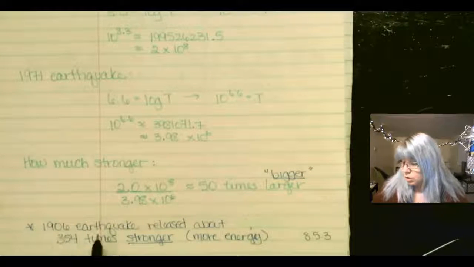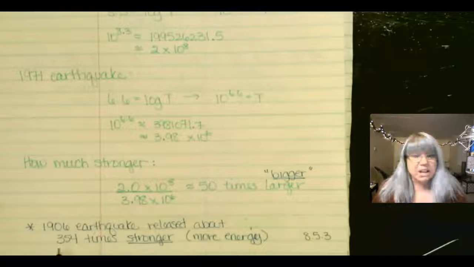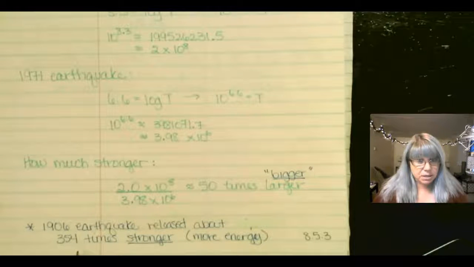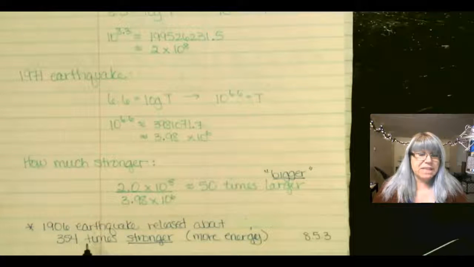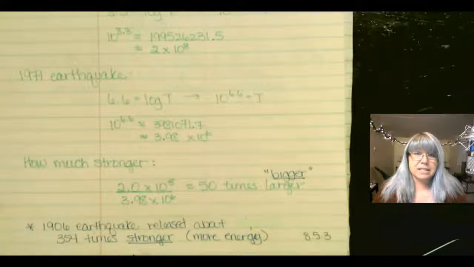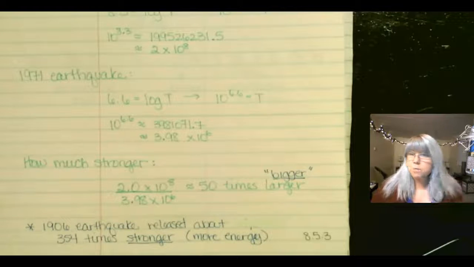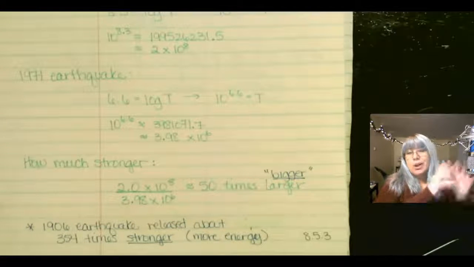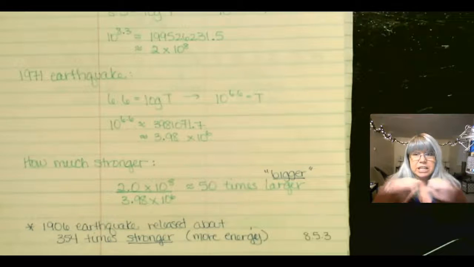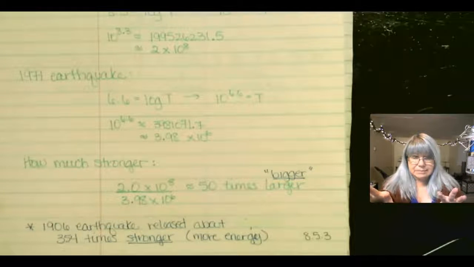And the 1906 earthquake actually released about 350 times the energy, so the 8.3 released 354 times the amount of energy as the 6.6 earthquake. So there's two measurements about earthquakes. It's the Richter scale, how much larger, and then the energy that the earthquake releases.